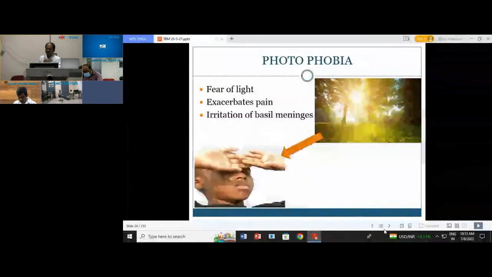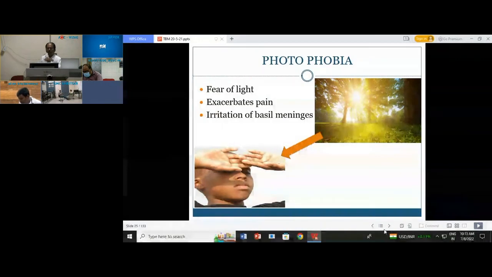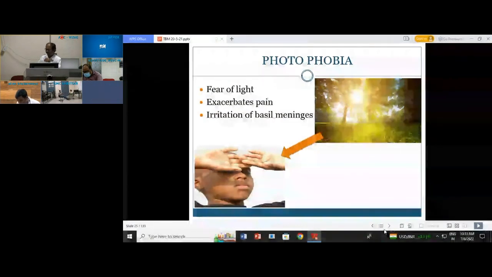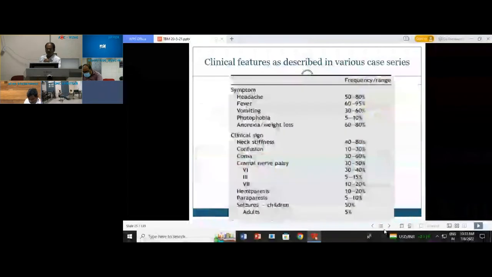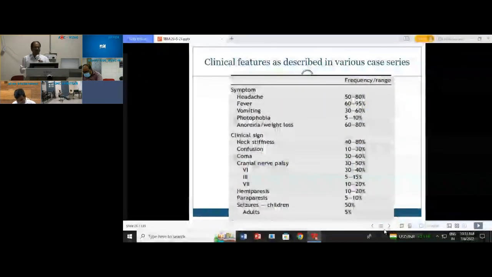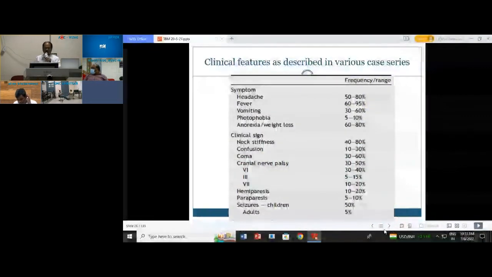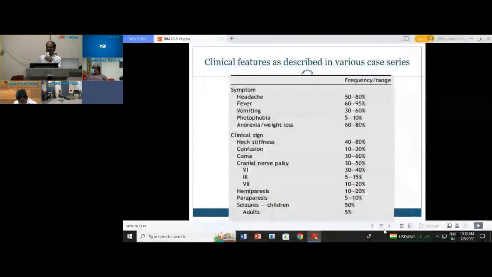Photophobia, the fear of light: just like other meningitis, bacterial, viral, fungal, they will have photophobia. They fear to see the light, and once they see the light, it exacerbates the pain. That is due to irritation of the basal meninges. So, clinical features in various series: headache and fever are most common, accounting for 50 to 95%, then vomiting 30 to 60%, photophobia 5 to 10%, and anorexia and weight loss 60 to 80%.